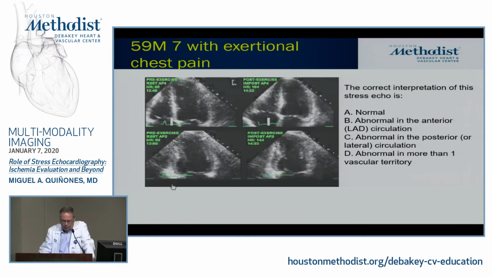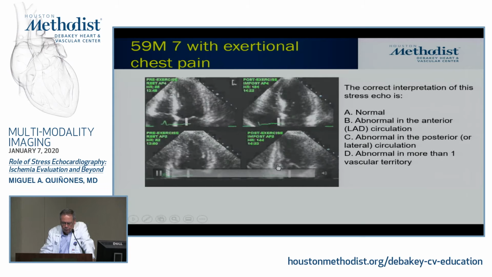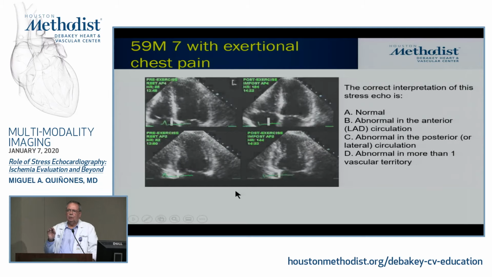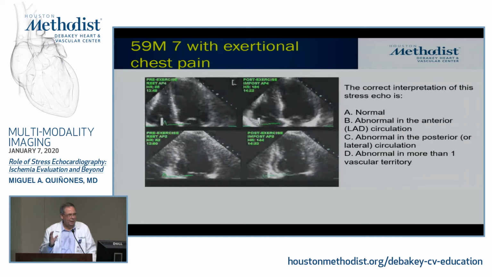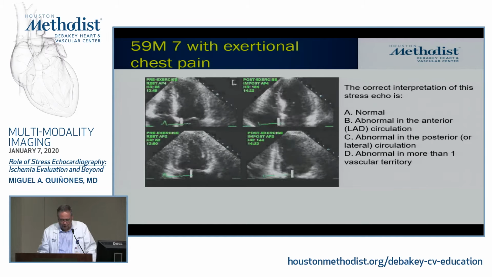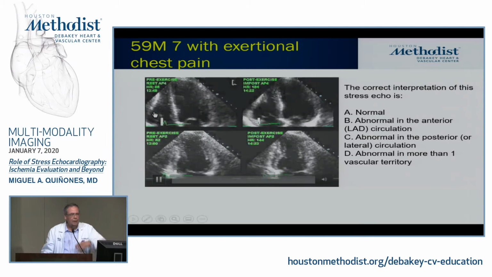So this is an example of somebody with inferior wall abnormality. This patient did have an RCA abnormality. And this is the Achilles tendon of stress echo. The base of the inferior wall is a troublemaker. It's a troublemaker even for people like myself and Dr. Sogby at times. We scratch our heads a lot more in this area than in any other area.